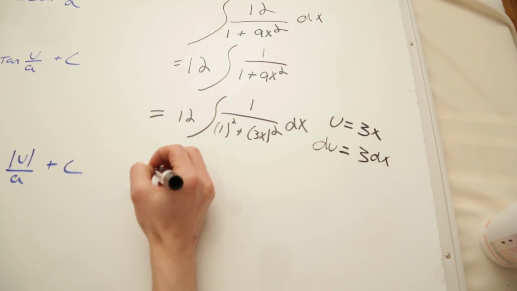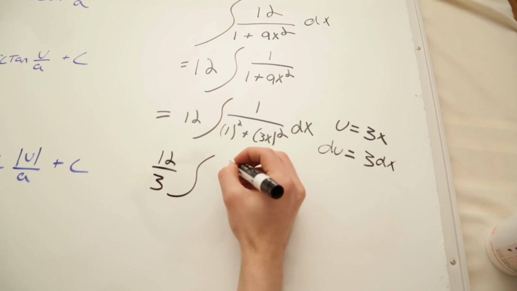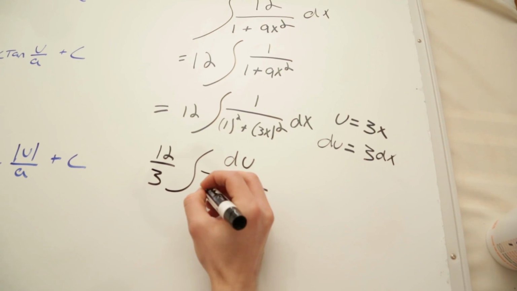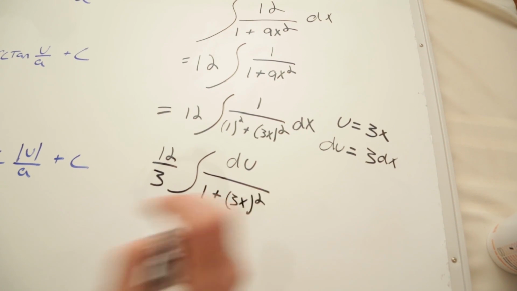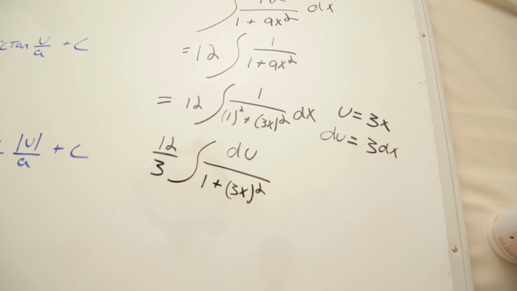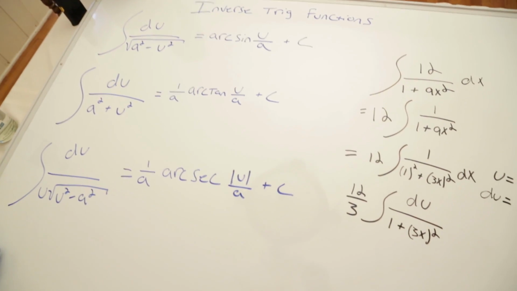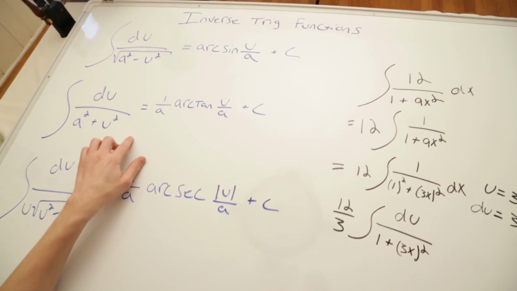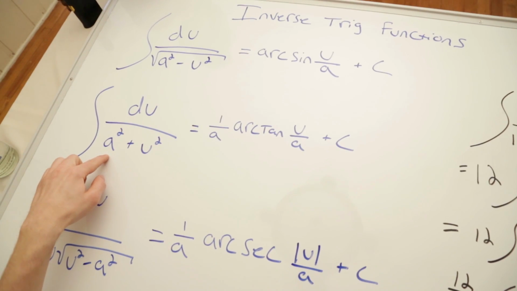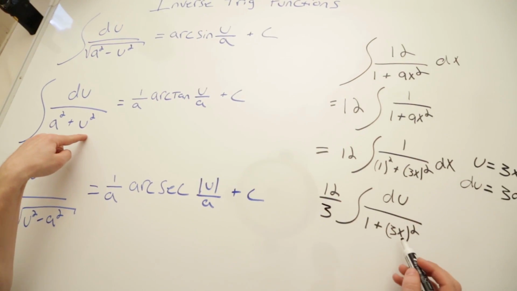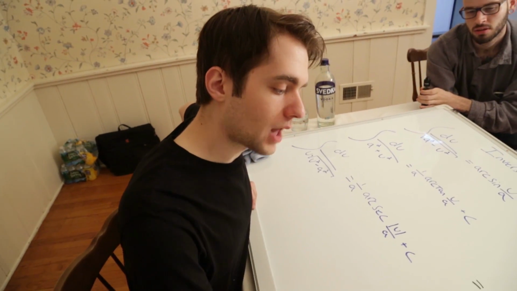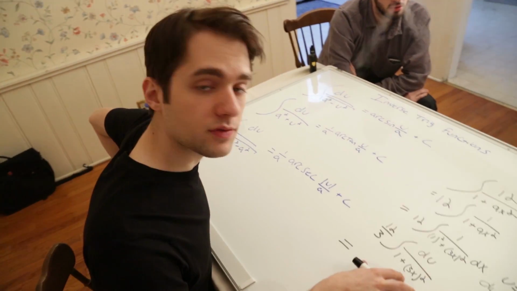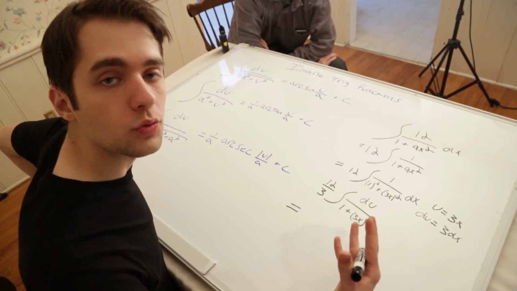So we have 12 over 3 times the integral of du over 1 plus 3x squared. And that's perfectly in our formula. So now, if you look here, we have du over a squared, 1 squared, plus u squared, we have 3x squared, and we can just plug these numbers right into here. And I would just like to say that I know it's not right to have du on top and x values in the bottom. I'm just doing it to show you where we're getting them from.